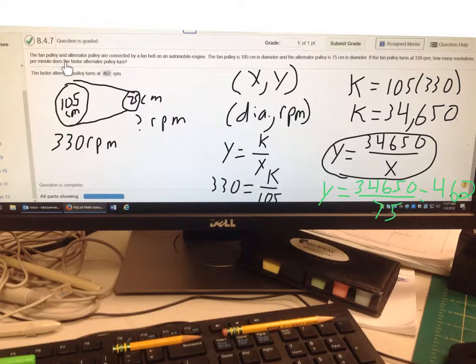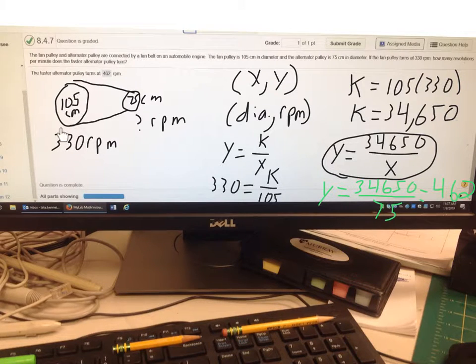The fan pulley and an alternator pulley are connected by a fan belt on an automobile engine. If the fan pulley is 105 centimeters in diameter and the alternator pulley is 75 centimeters in diameter, if the fan pulley turns at 330 revolutions per minute, RPMs, how many revolutions per minute does the faster alternator pulley turn? And so that's the question. You got to put the answer in here.